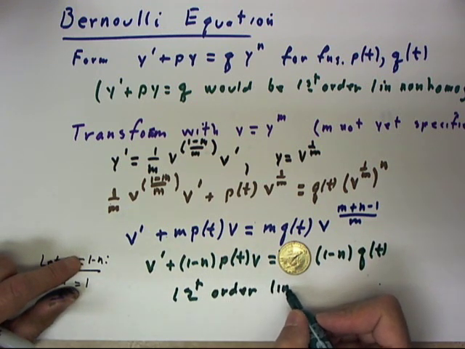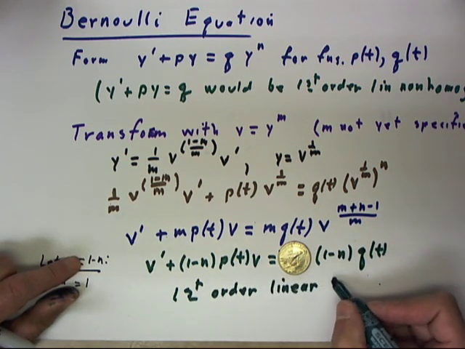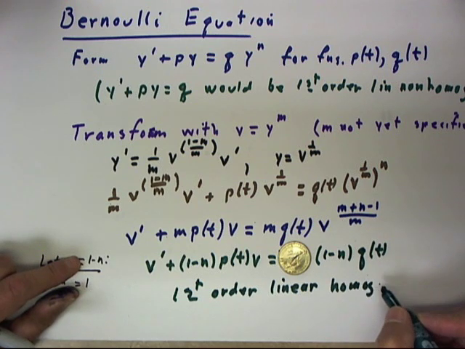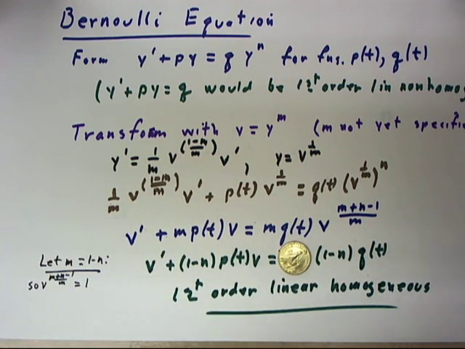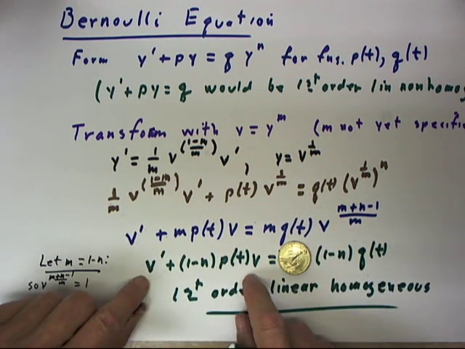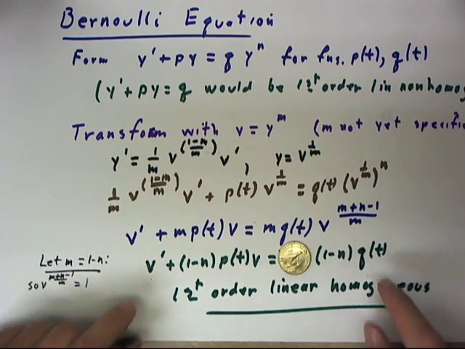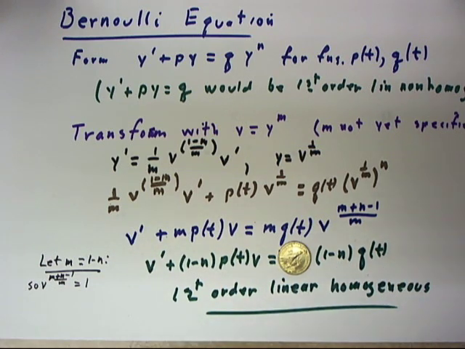This is first-order linear homogeneous. We'll have an integrating factor, which is going to be e to the integral of 1 minus n times p of t. We're going to get a left-hand side in the form of a derivative, right-hand side hopefully in the form of something we can integrate.